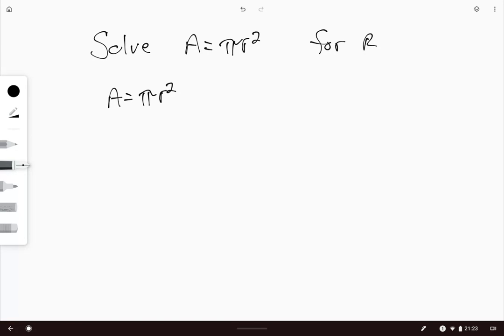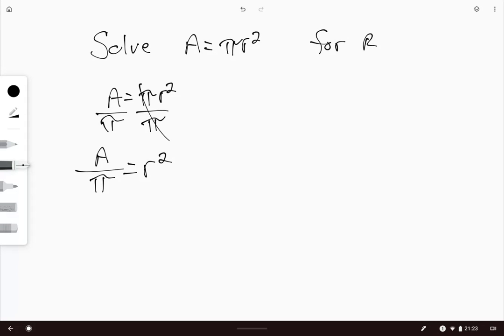And so I want to also at the same time isolate r by itself on one side of the equation. So the opposite of multiplication would be division. So I divide both sides by pi. All right. So again, pi divided by pi cancels out and becomes a 1. So I'm left with area divided by pi equals r squared.